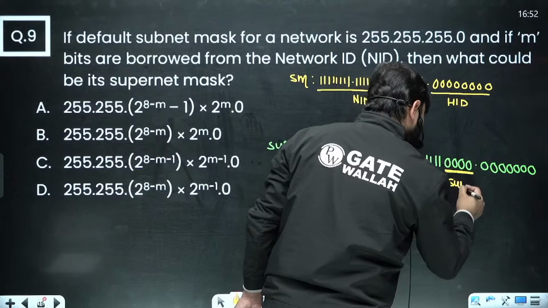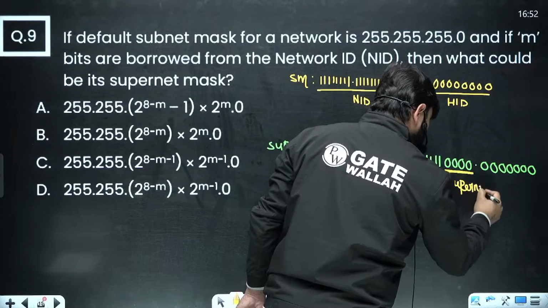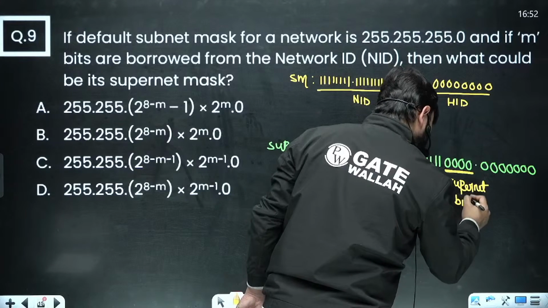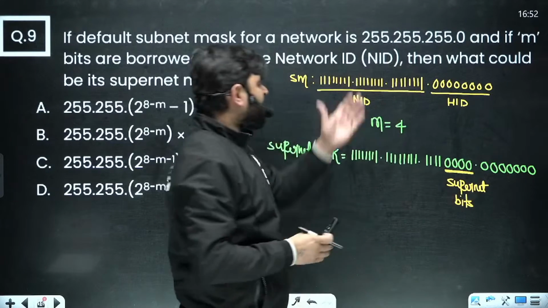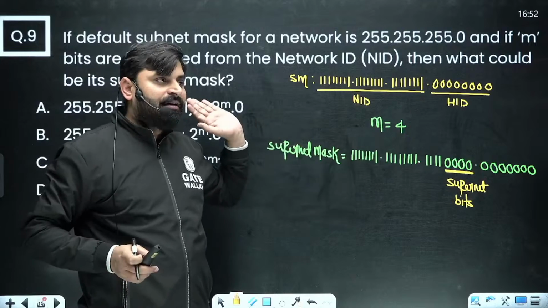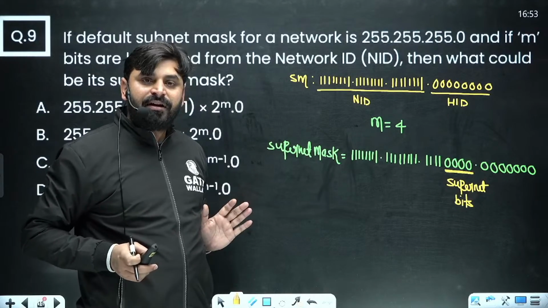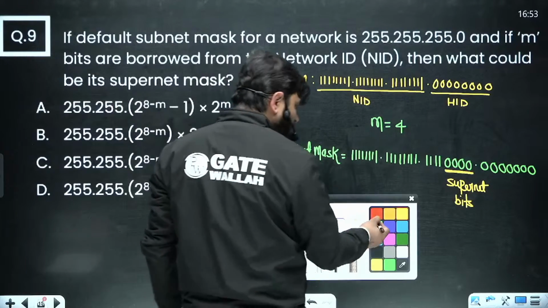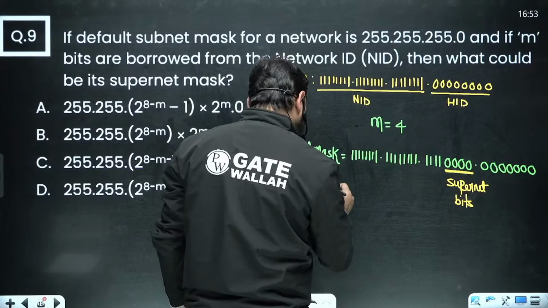So this will be the condition of the supernet mask. If this is the subnet mask and I borrow 4 bits, is it fine? So we have 21 ones in the supernet mask. If I convert into 0s and 1s, what will it be?